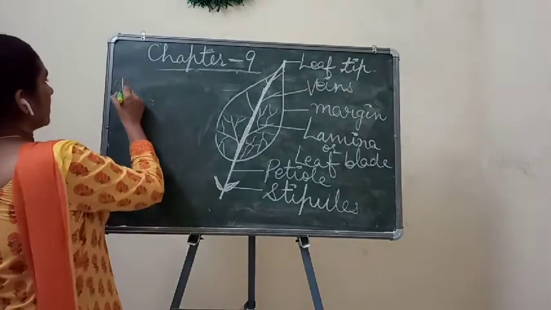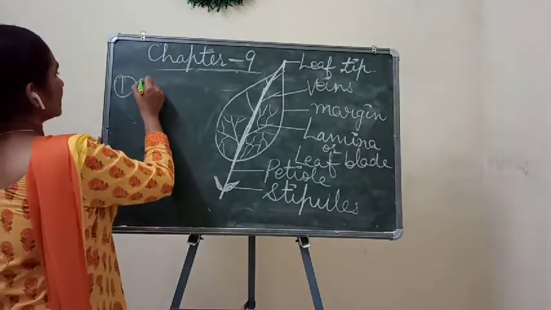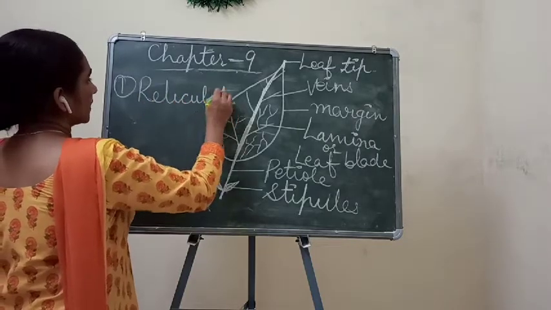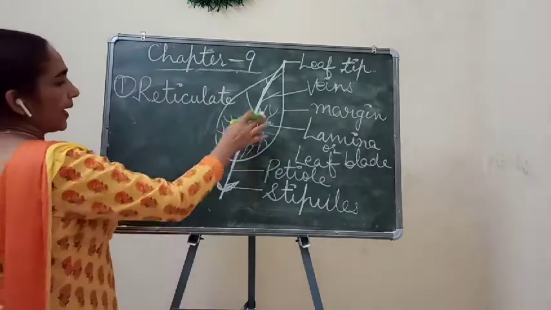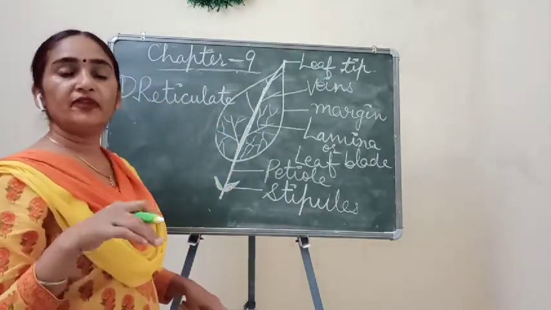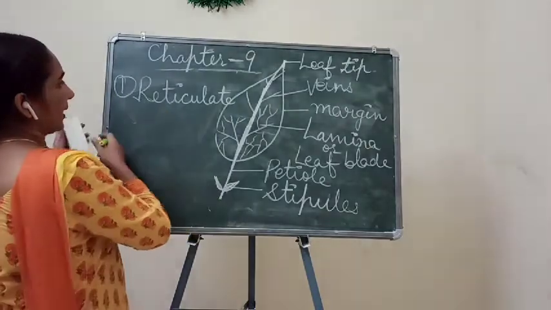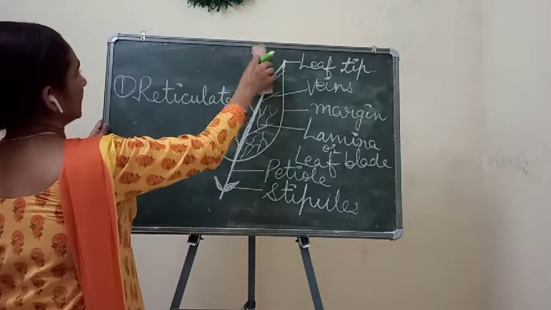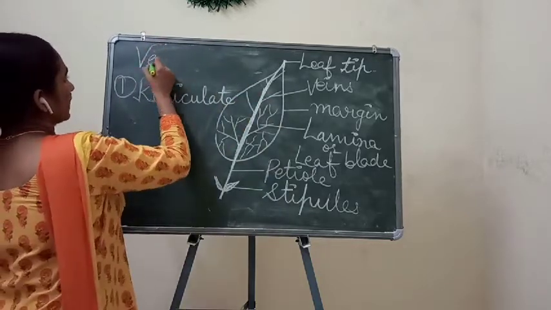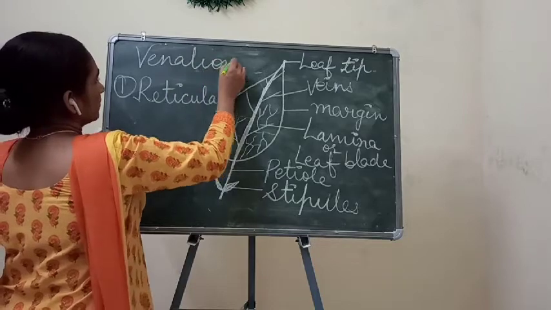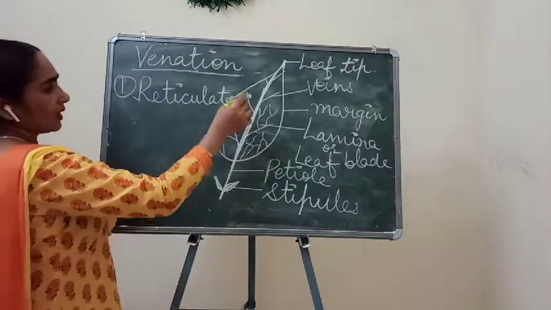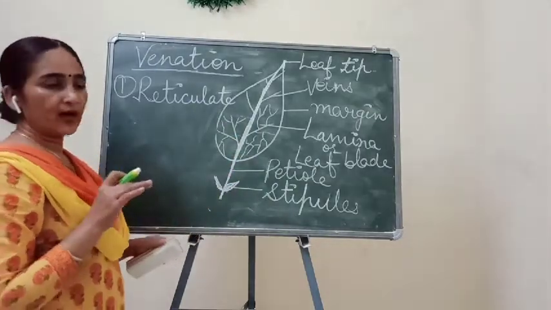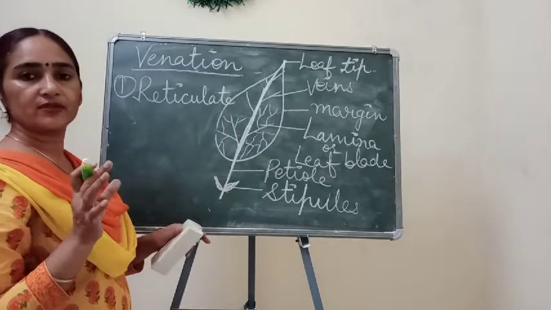I'll write here. The pattern of the veins is called venation. Pattern of the veins is called venation of leaves. So what is venation? Venation means how these veins are present in any leaf. Arrangement of veins in a leaf is called venation.